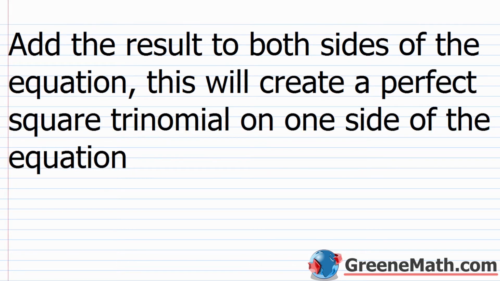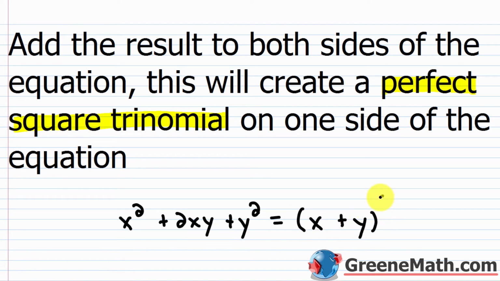All right, then we're going to add the result to both sides of the equation. This will create a perfect square trinomial on one side of the equation. In case you forgot, a perfect square trinomial is a trinomial that we can factor into a binomial squared. So something like x squared plus 2xy plus y squared. We previously learned in special factoring that this factors into the quantity x plus y squared.